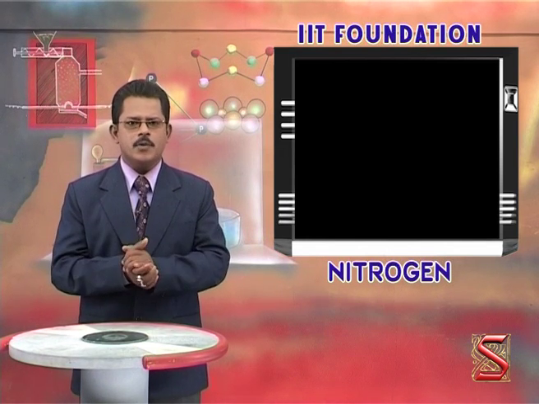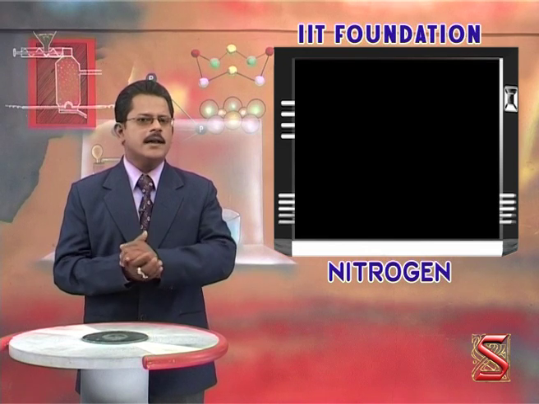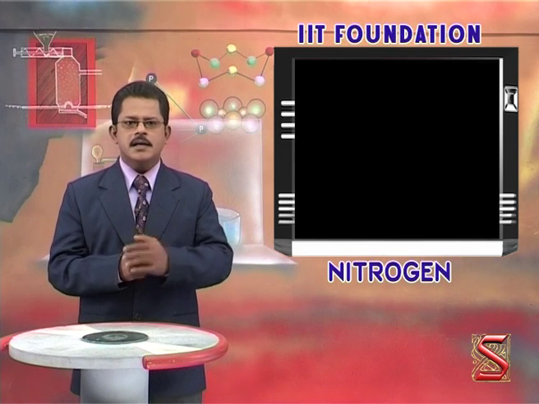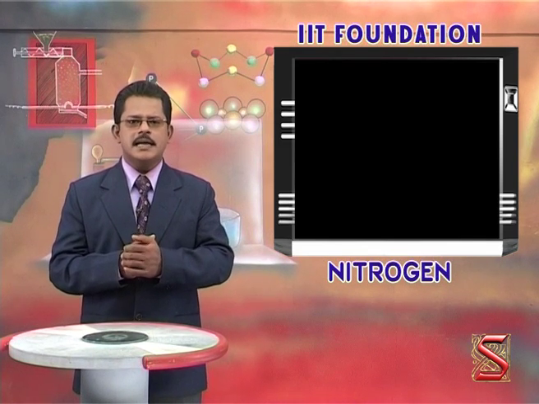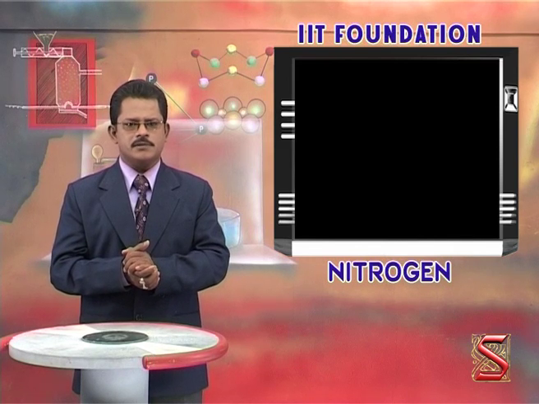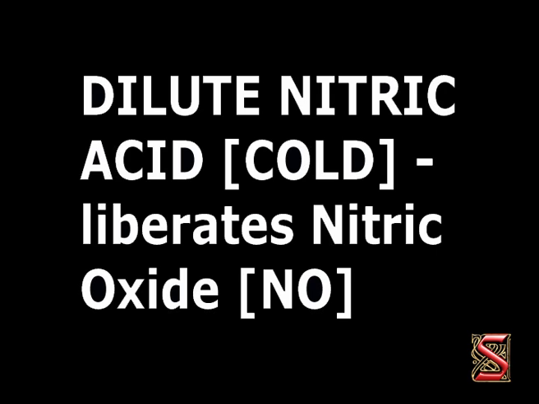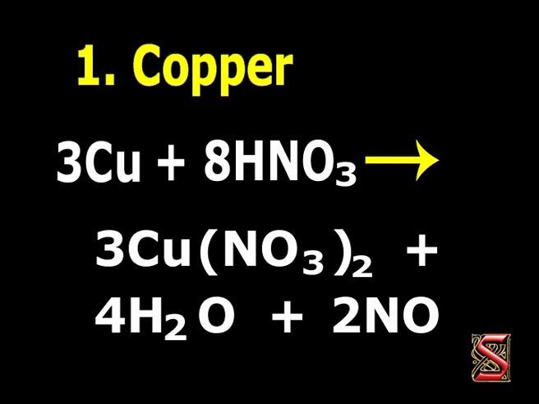Magnesium and manganese, however, react with very dilute nitric acid at low temperatures to liberate hydrogen, since the oxidizing action of the acid is much reduced due to dilution. Nitric acid oxidizing nature. Dilute nitric acid in the cold condition liberates nitric oxide NO. Copper with some metal: 3Cu plus 8HNO3 dilute gives rise to 3Cu(NO3)2 plus 4H2O plus 2NO.